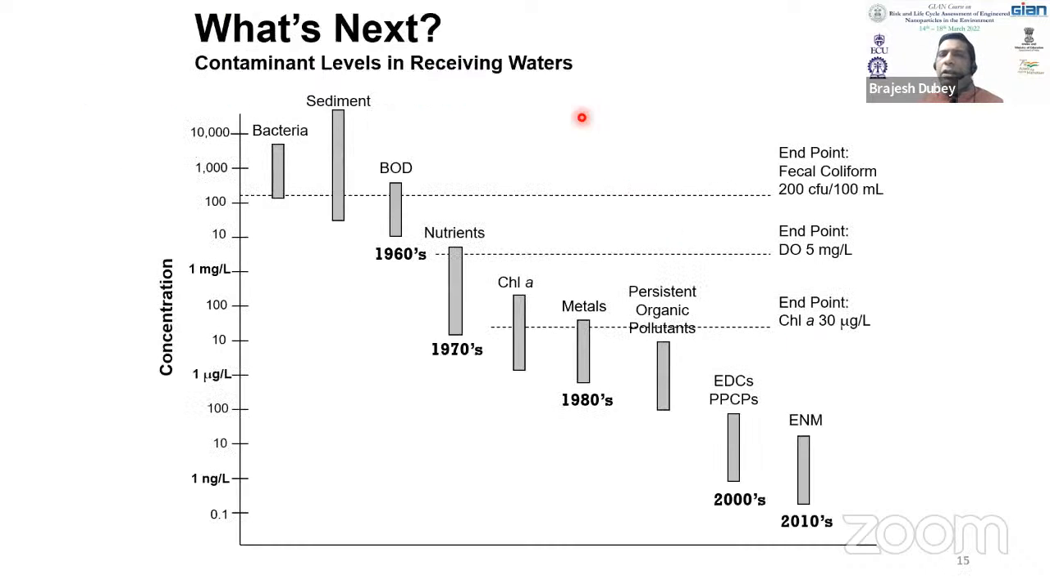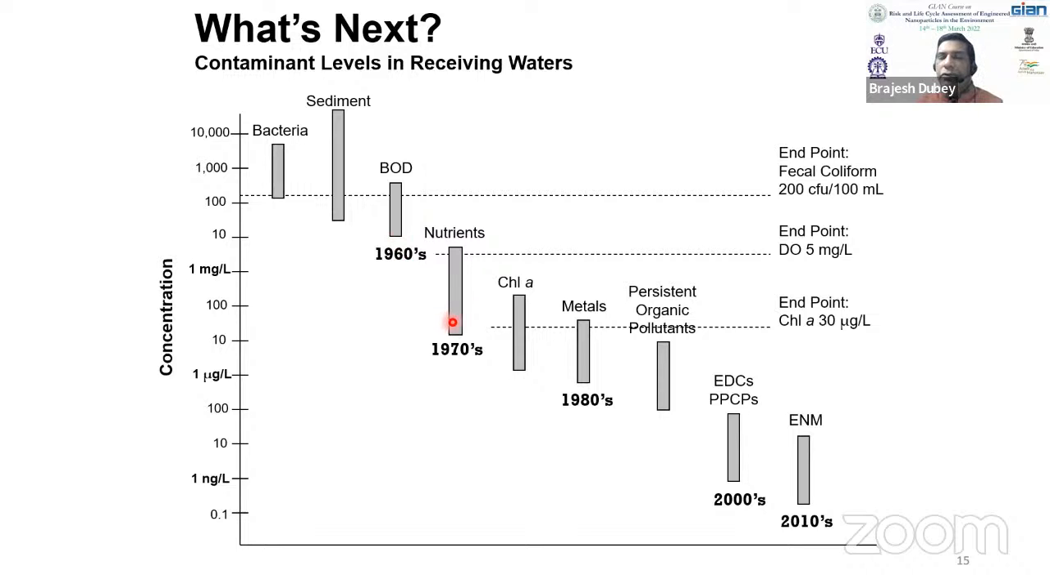Now, if you look at the progress of pollution, unfortunately I'm using the words progress of pollution, or let's call it the different types of pollution happening in the environment for the last, say, 60, 70 years. We had the bacterial issues, we had the sediment issues. We had this endpoint of fecal coliform of 200 CFU per 100 ml. So we have worked on it. We have treated it. We have wastewater treatment plants where things are taken care of. Then we had these issues of BOD.